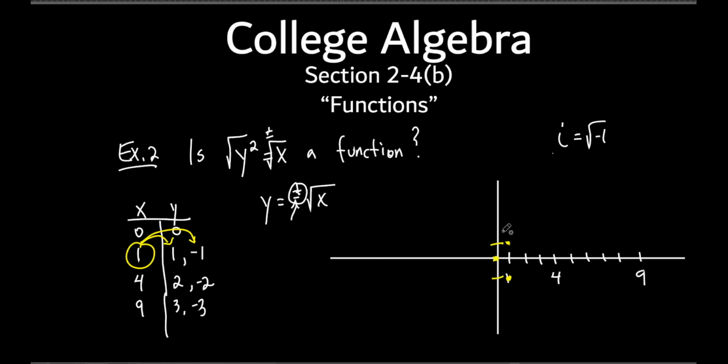Let's put in 4. How far up does 4 go? It goes up to 2. And it goes down to -2. What about 9? How far does 9 go up? 9 goes to 3 and -3. See, it goes up here like this, and it goes down here like this.